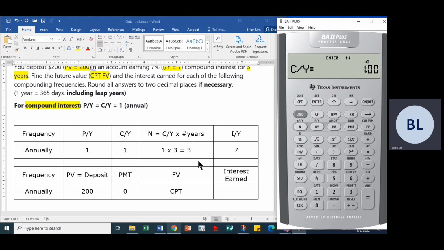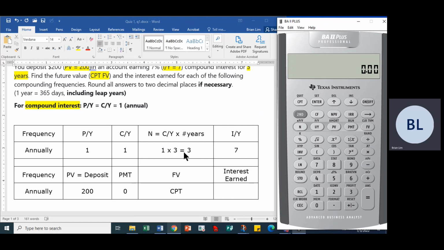Okay, CY is also 1, so we could leave it as it is, or we could have gone and entered it. So now we have to get out of that menu, right? So we have PY is 1, CY, we could enter it also. So PY is 1, CY is 1. And then we get out of there, so we want to quit. So we go second CPT.